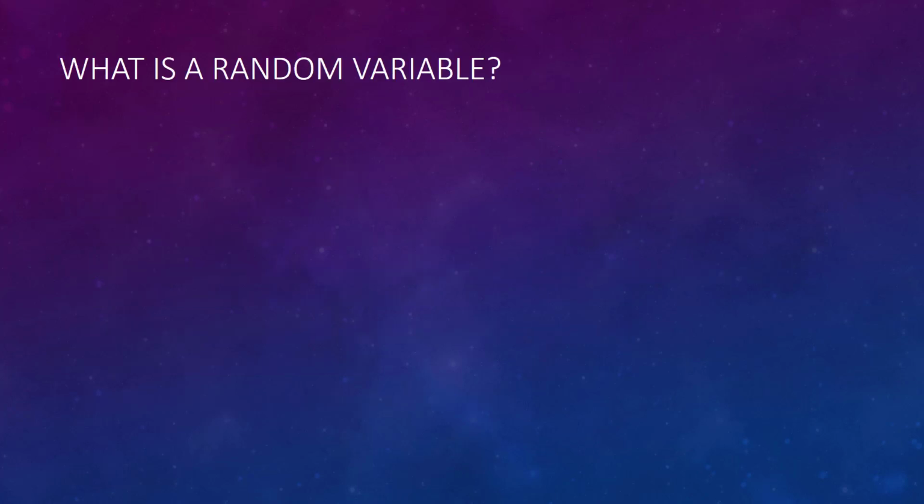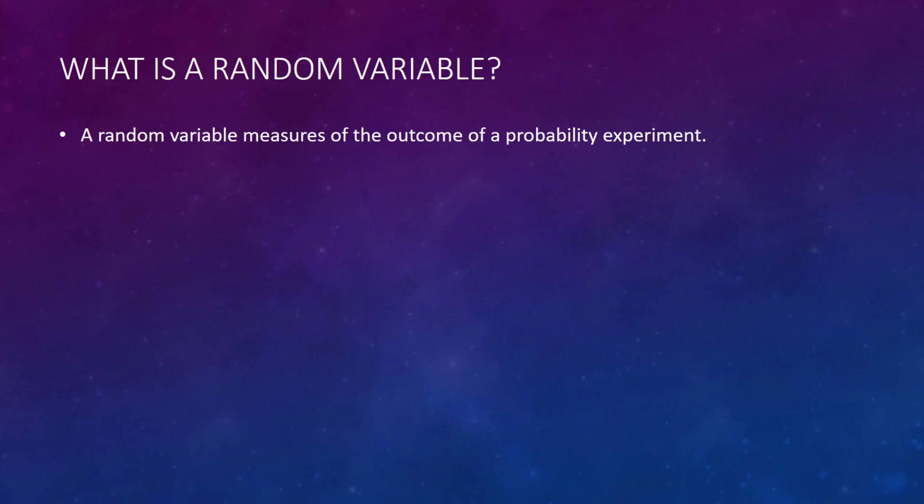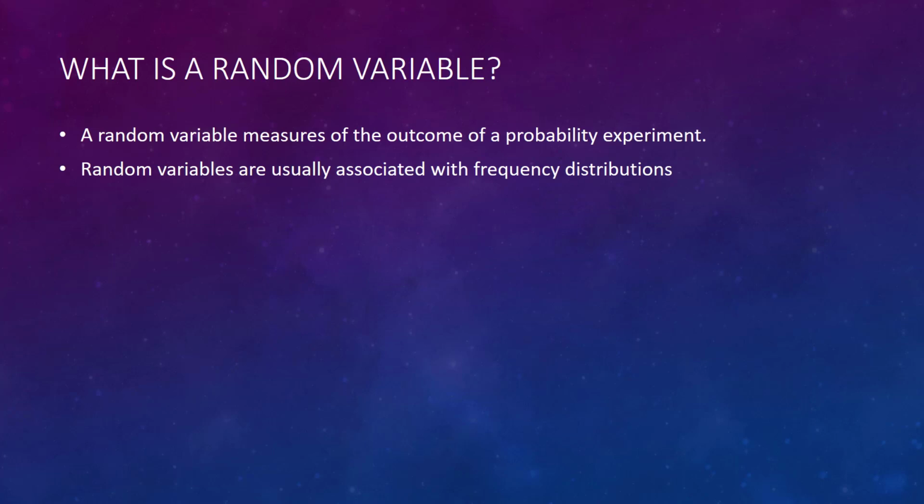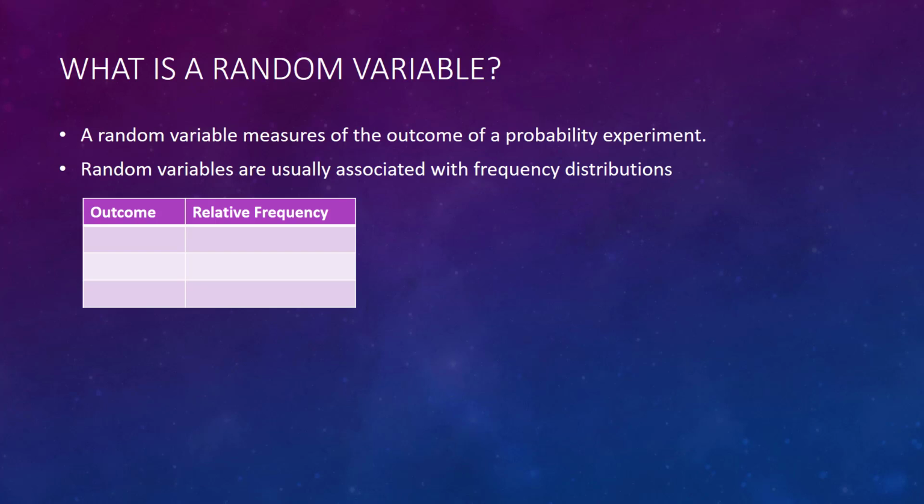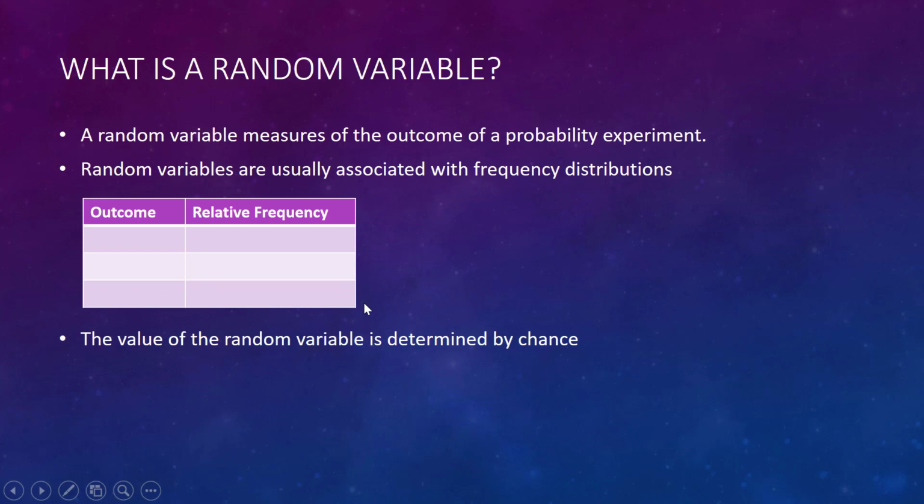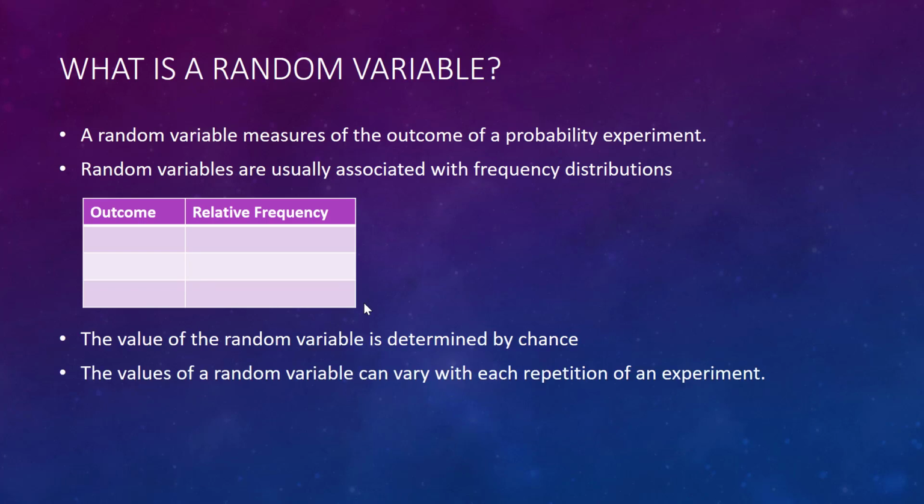What is a random variable? A random variable measures the outcome of a probability experiment. Random variables are usually associated with frequency distributions. If you recall from a previous section, a frequency distribution will look like this. And in the left-hand column, we have an outcome, and on the right-hand side, we have a frequency or relative frequency. The value of the random variable is determined by chance. The value of a random variable can vary, therefore, with each repetition of an experiment.